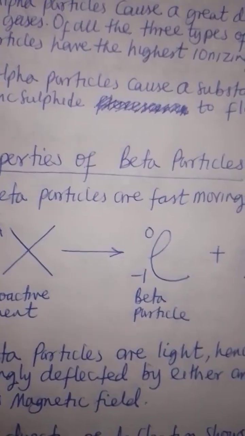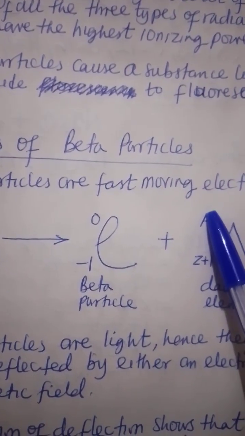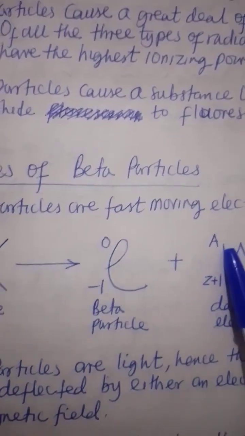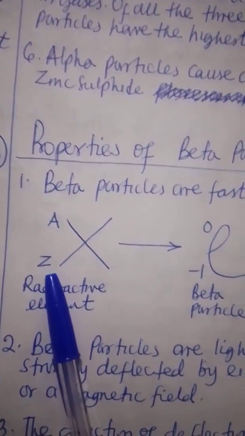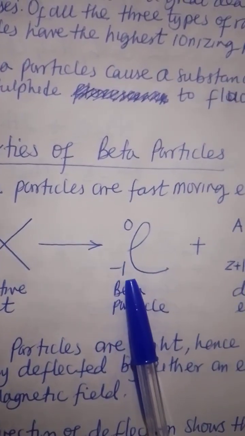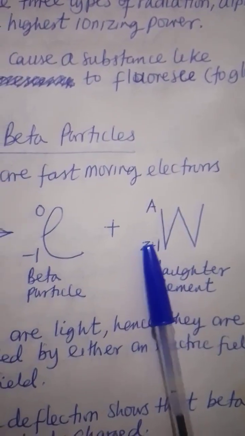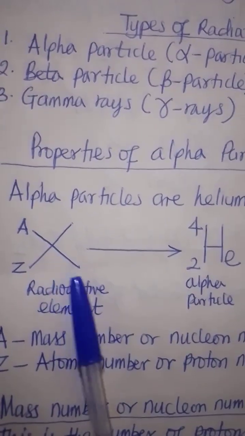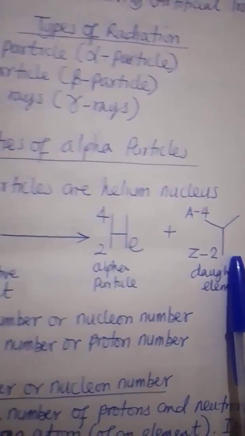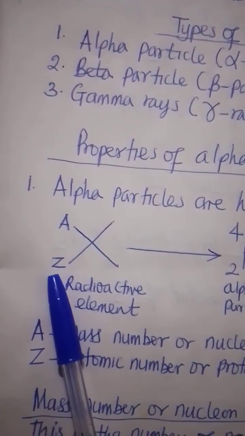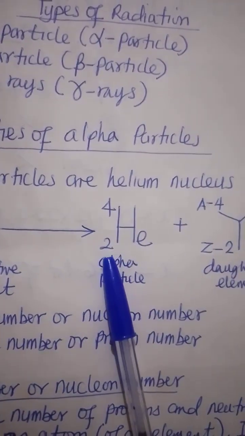So how do you get the mass number and the proton number of the daughter element? You just do A minus 0, that gives you A. And then Z minus, that's plus 1, that will give you Z plus 1. Don't forget minus is plus. If we back up a bit to alpha particle, you will see that when it emits and produces an alpha particle, to get the daughter element, we just do A minus 4. That's it. And then we do Z minus 2. That's it. We go to property number 2.